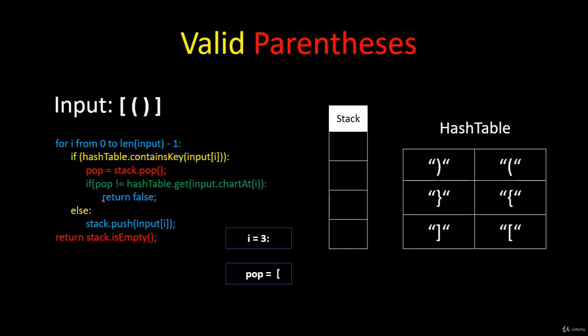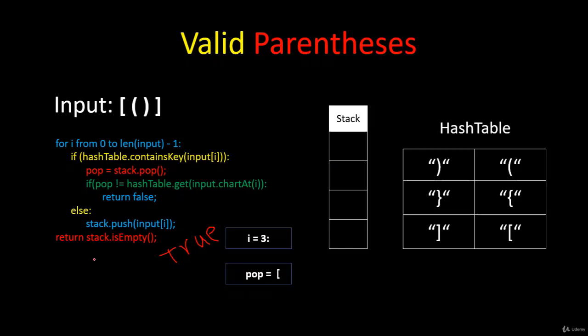And now the iteration is over, and we have an empty stack. If we have an empty stack after all the iterations, that means this is a valid parenthesis. So then we're going to just return stack.isEmpty. If we have an empty stack, then it will return true. So for this function call, it will return true. For this input string, this will return true, because we have an empty stack at the end.